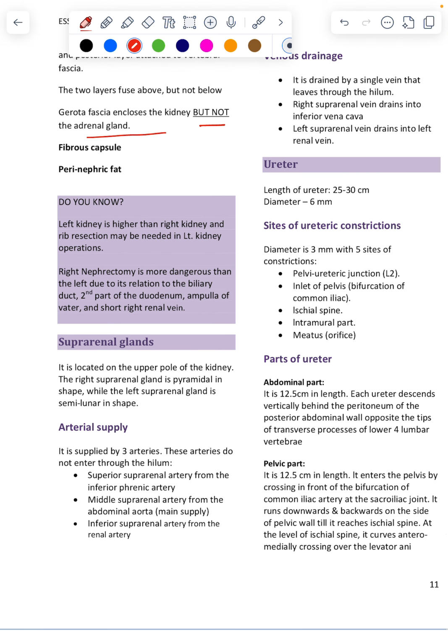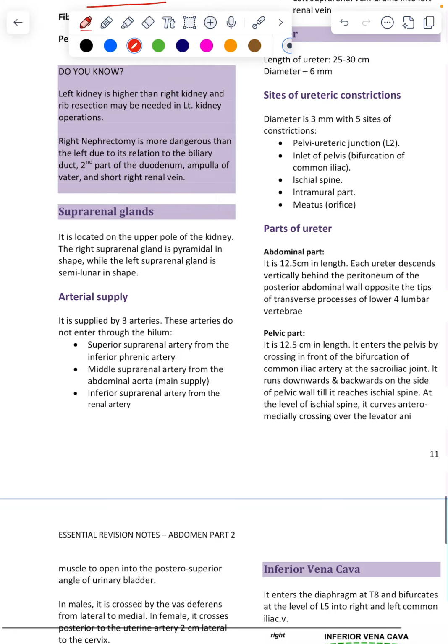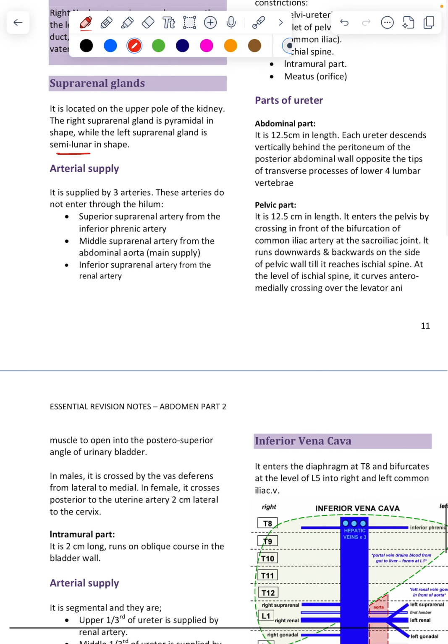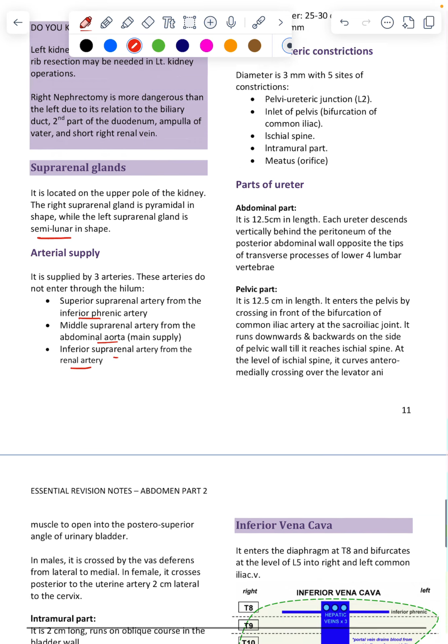Left kidney is higher than the right kidney. Rib resection is done for left kidney operation. Right nephrectomy is more difficult than the left due to its relation to the biliary duct. Second part of the duodenum is related to the right kidney. Suprarenal is located at the upper pole of the kidney. Right suprarenal is pyramidal in shape, while left is semilunar. They have got three arteries: superior suprarenal artery from inferior phrenic, middle from the abdominal aorta, and inferior suprarenal from the renal artery.